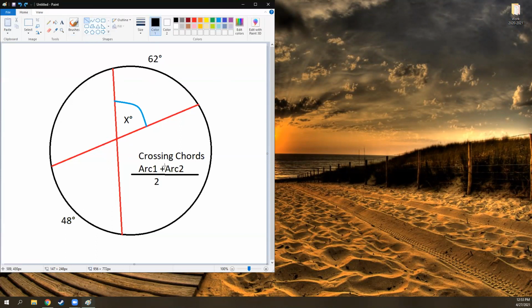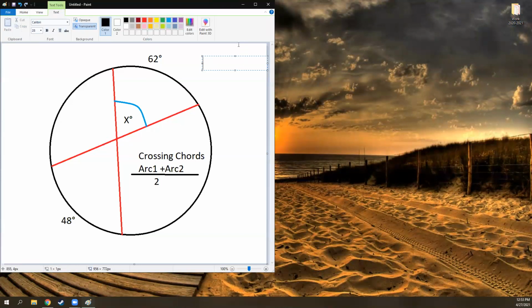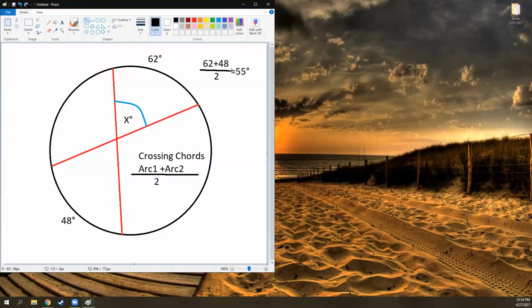You're going to take those two numbers, add them up, divide them by 2, and that's your answer. That's it. Easy peasy lemon squeezy, right? 62 plus 48 over 2, and whatever that equals is your answer. We get 62 plus 48, that's 110, right? Yeah, 100 and then 10, so 110 divided by 2 is, I should know this, 55. Oh, and it's degrees. There you go. Add up the arcs, divide by 2, and you are done.